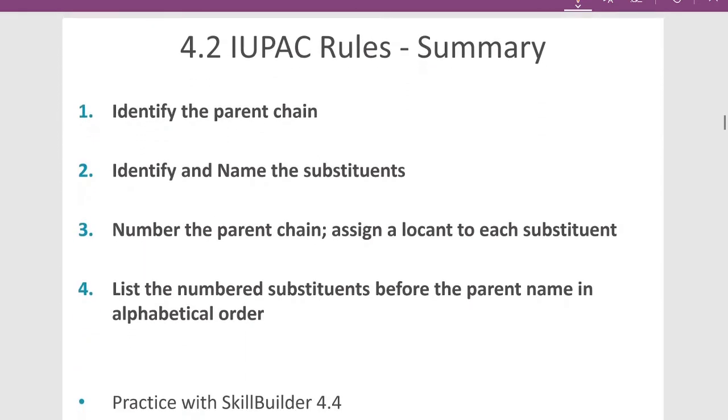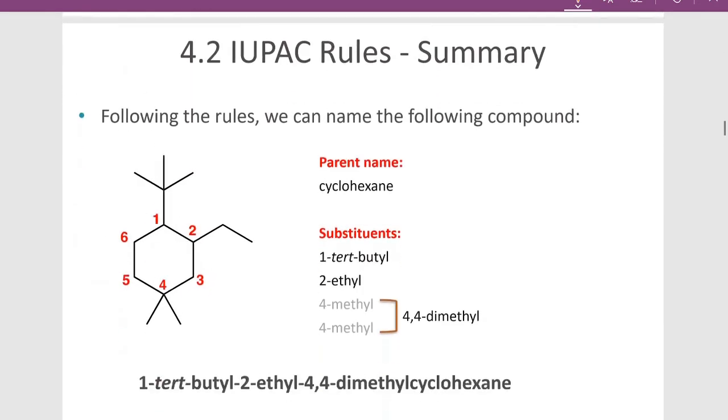So here's the summary of our naming rules. Identify the parent, identify and name the substituents, number the parent chain, assigning a locant to each substituent, and then list the numbered substituents before the parent name in alphabetical order. So let's go ahead and do some examples.